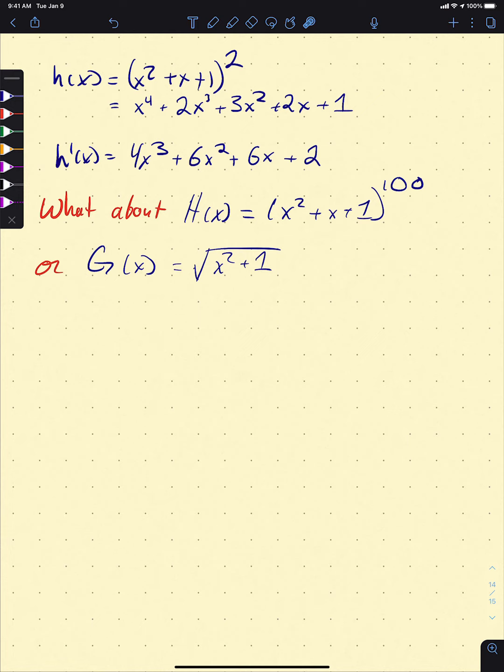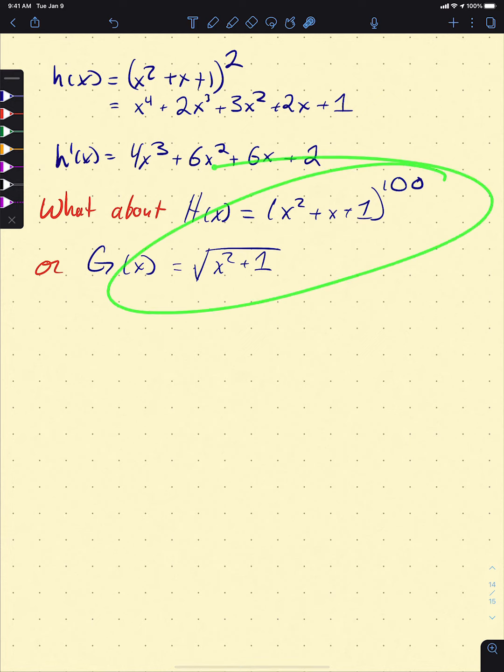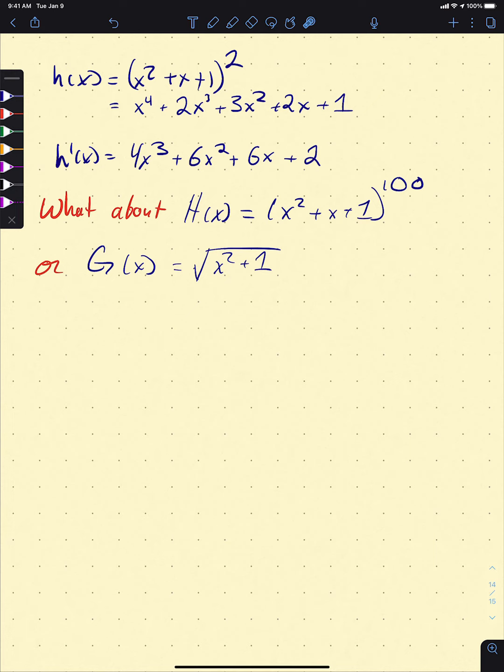And this is why we actually spent some time on this last week. These are both composite functions, right? Capital H of x is the composition of x squared plus x plus 1 into x to the 100, right? G of x is the composition of x squared plus 1 into the square root of x. Okay? These function compositions and thinking about them is actually going to be how we calculate the derivative of these sorts of guys. Okay?